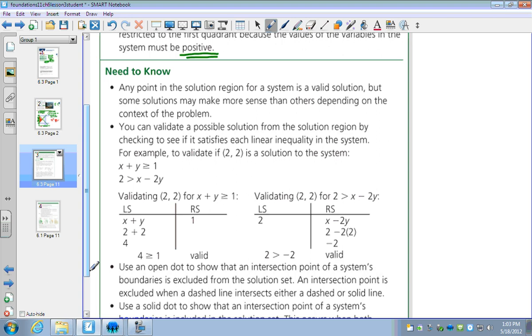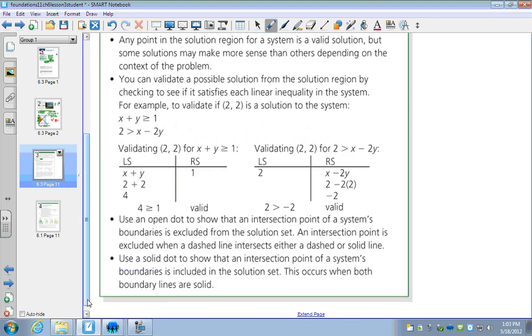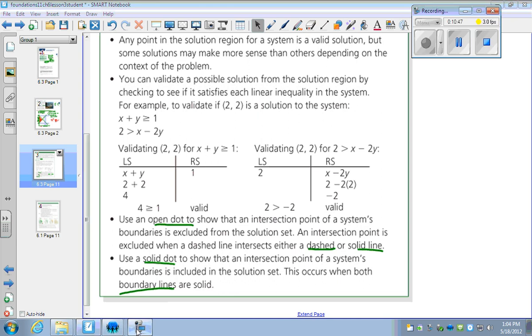Okay? Use an open dot to show that it is an intersection point in a system's boundary is excluded. An intersection point is excluded when a dashed line intersects either a dashed or a solid line. Use a solid dot to show that an intersection is included. This occurs when both boundary lines are solid. So you might see that in your answer key, those different dots. Okay, so you have some practice questions to try.